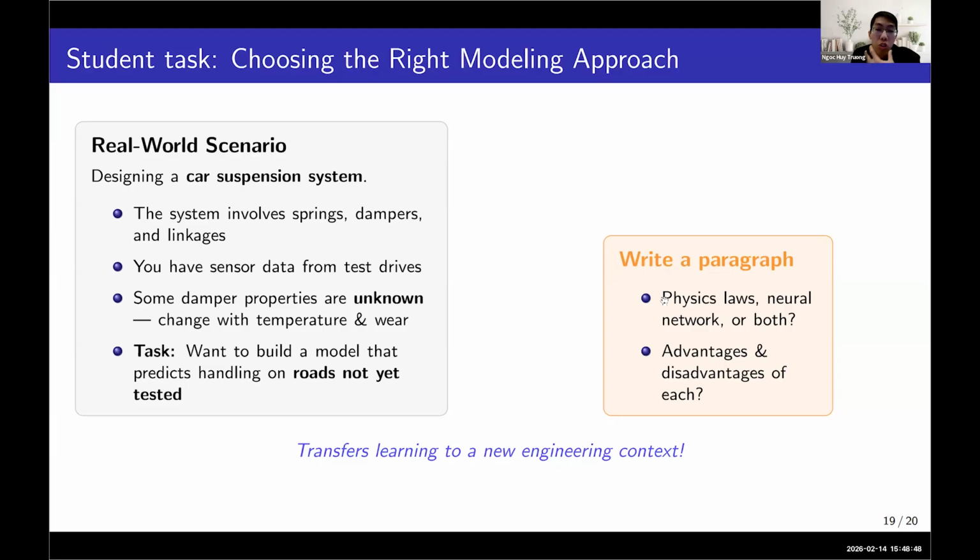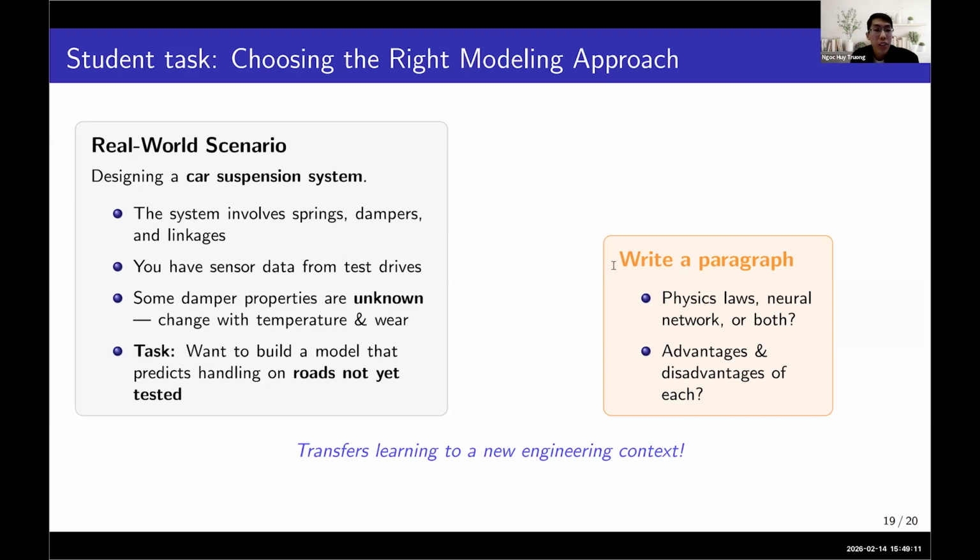Would you only use the equation? Would you only use a neural network, or do you need to use both? And you explain why, and the advantages and disadvantages of each approach. Of course, this makes them think: okay, we have a different situation, what should we do? And how to justify the answer.